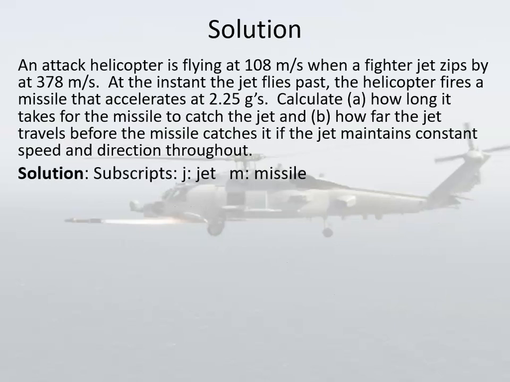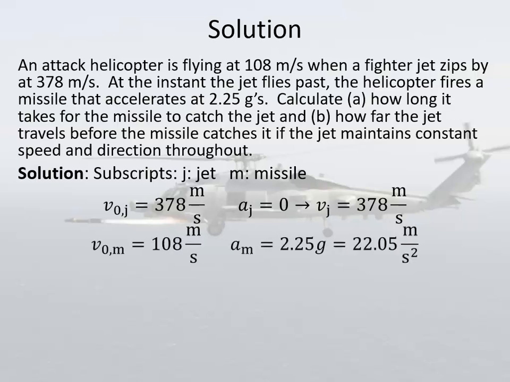So again, we write our givens. Here we're going to use subscripts. So I'm going to use J for jet and M for missile. The initial velocity of the jet is 378 meters per second. Its acceleration is 0, which means its final velocity is the same as its initial velocity. Because after all, if the acceleration is 0, that means the velocity doesn't change. The initial velocity for the missile is 108 meters per second, but it does have non-zero acceleration of 2.25 Gs.